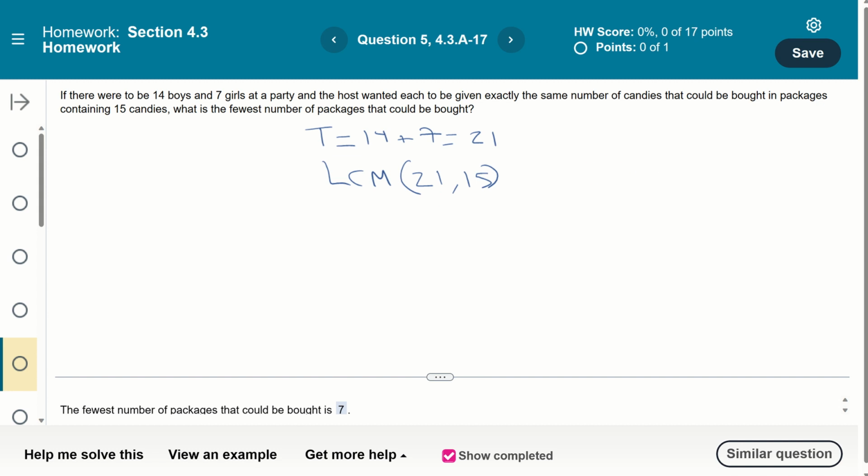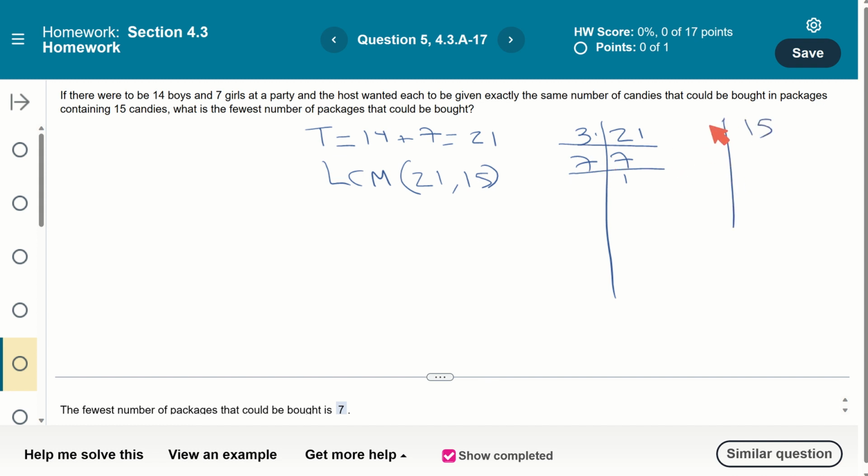So that's going to give us the number of candies, right? So that could be shared equally among them. So 21, we find the prime factorization. 3 gives us 7, 7 gives us 1. So there it is, very quick.